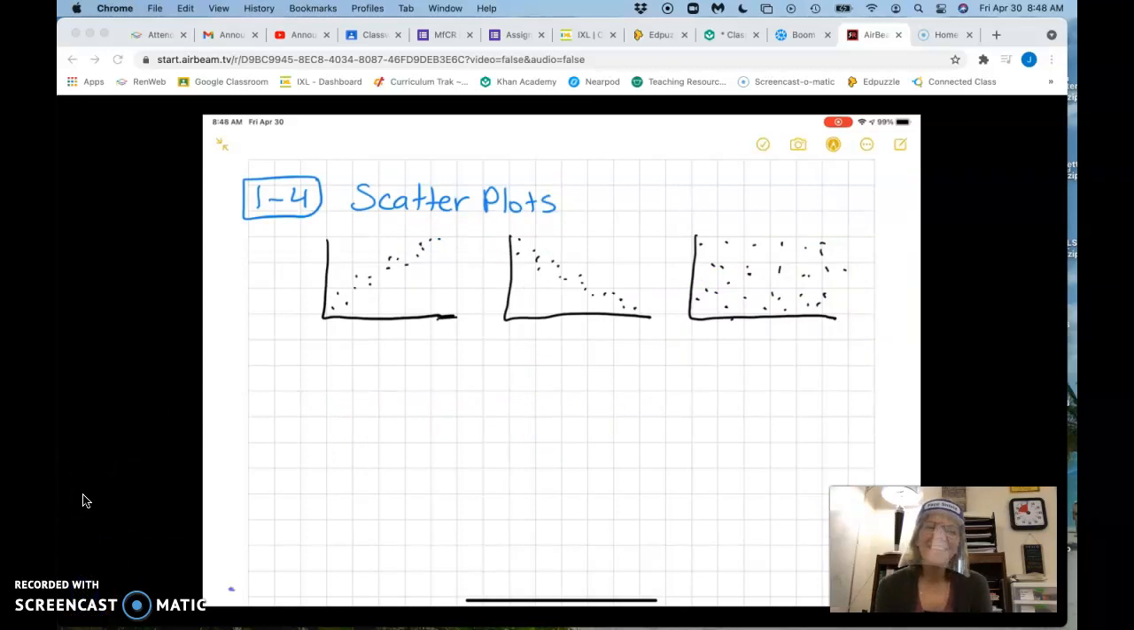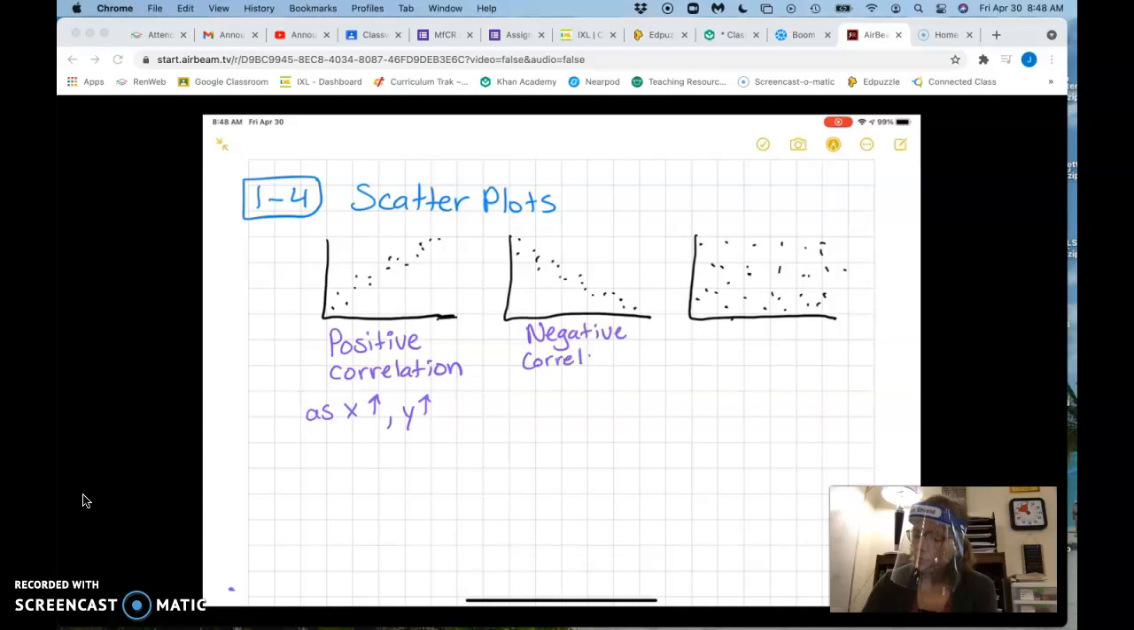Okay, so the last section is scatter plots. So we have 3 different types of correlations when we're talking about scatter plots. We have a positive correlation. That's as X increases, Y increases. Then we have a negative correlation. As X increases, Y decreases. And then we have no correlation. That means there's no relationship to the data at all.